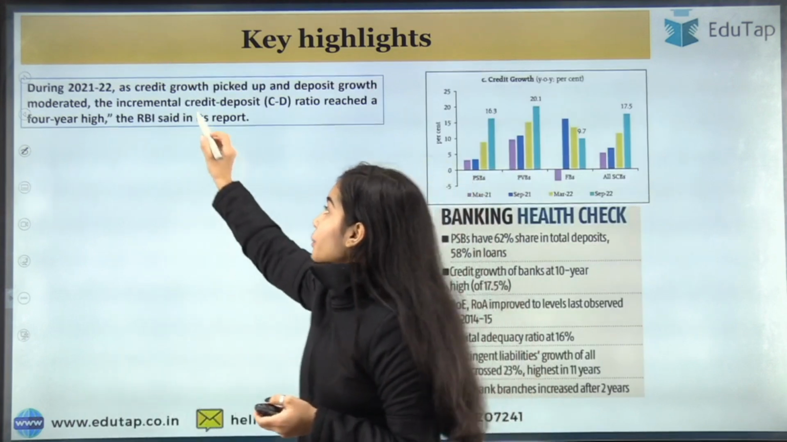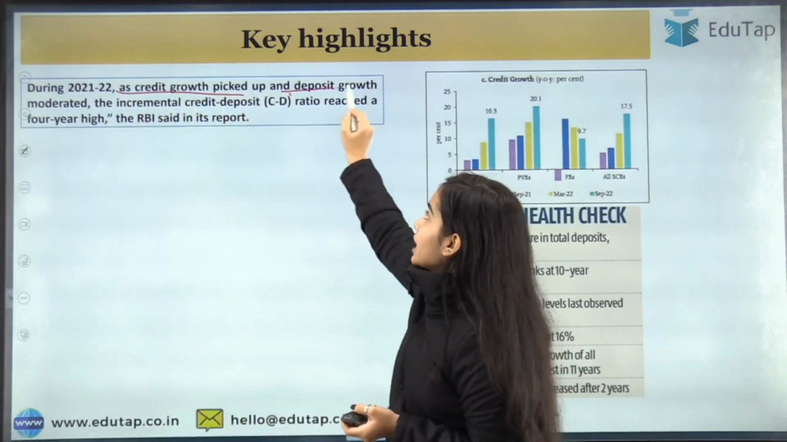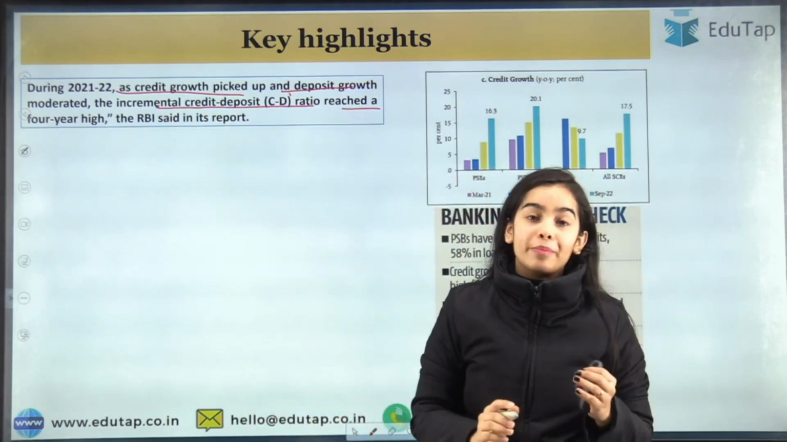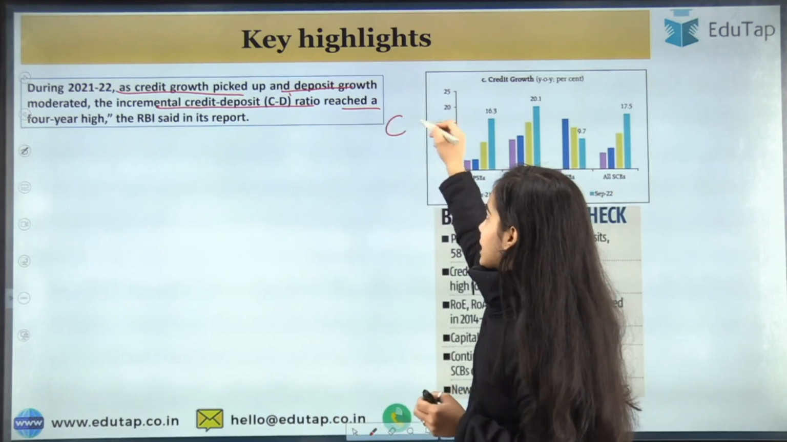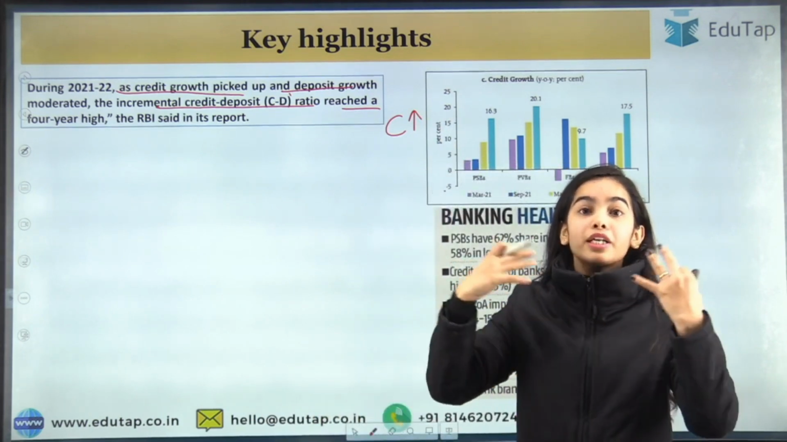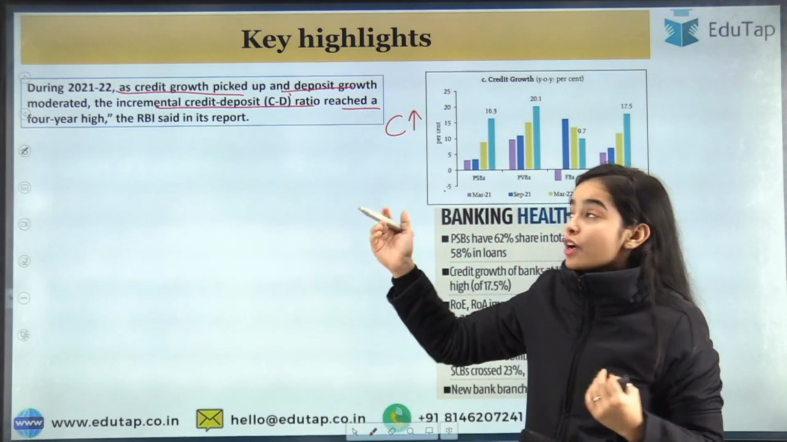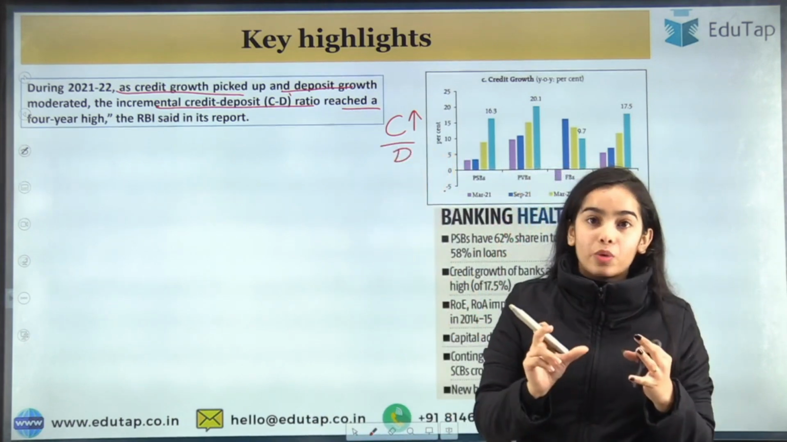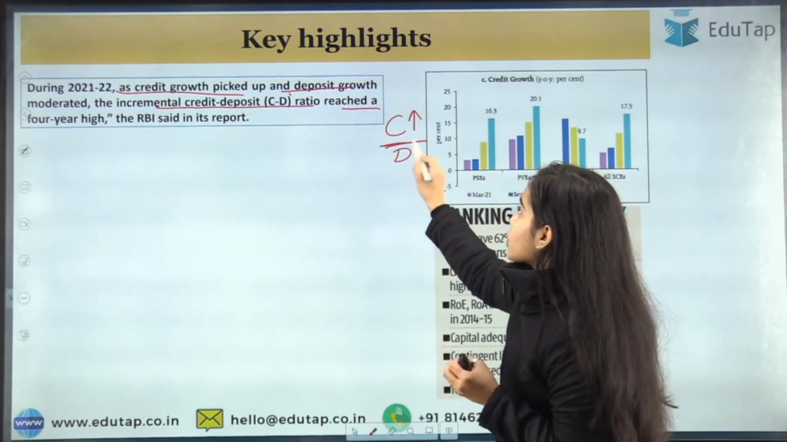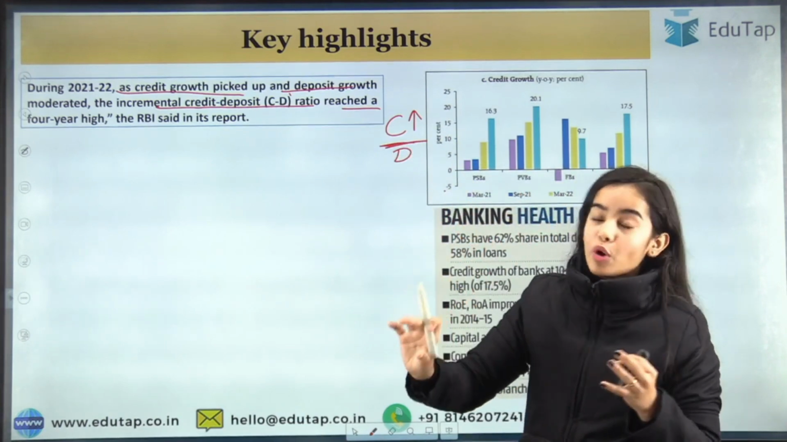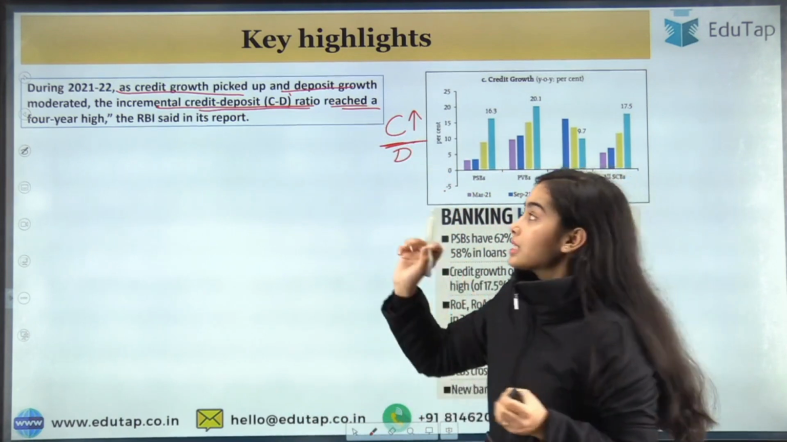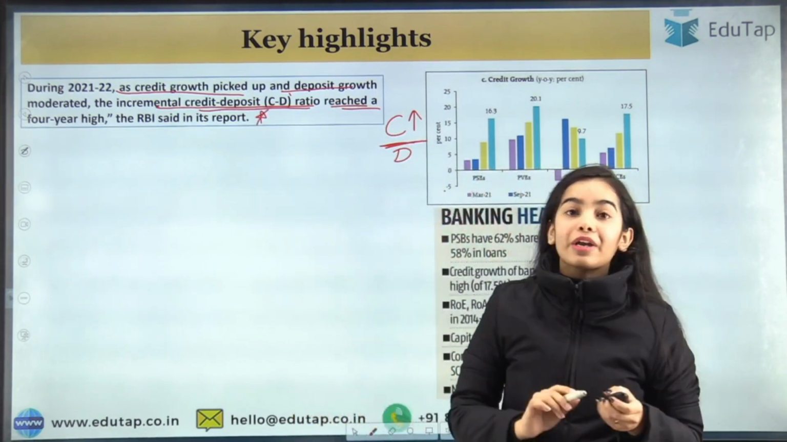Next, during 2021-22, as the credit growth picked up and deposit growth moderated, the incremental credit deposit ratio reached a 4-year high. What has happened is that the credit growth was increasing, like in the Financial Stability Report also, where we saw that credit growth reached a decadal high, while the deposit growth was moderated. Okay, it was declining by a little. So the credit growth was quite high while the deposit growth was moderated, and that's why the credit deposit ratio reached a 4-year high. So there is an incremental credit deposit ratio that we have seen.